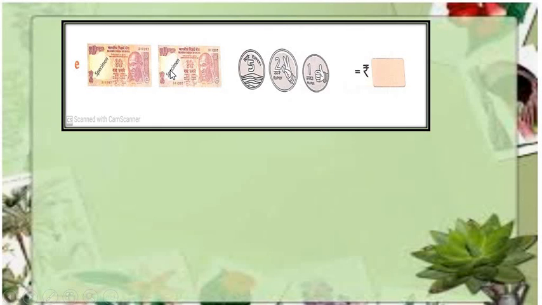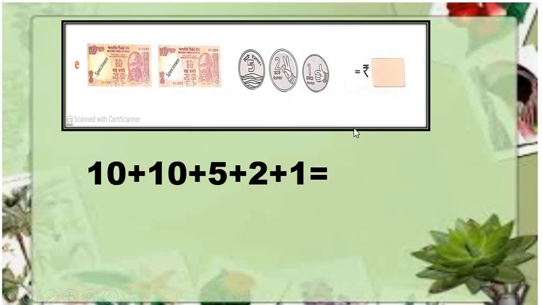₹10 plus ₹10, 5 rupees, 2 rupees and 1 rupee. So 10 plus 10, 20 plus 5, 25 plus 2, 27 plus 1, 28. Here we have total 28 rupees.